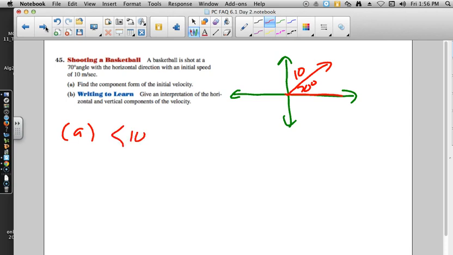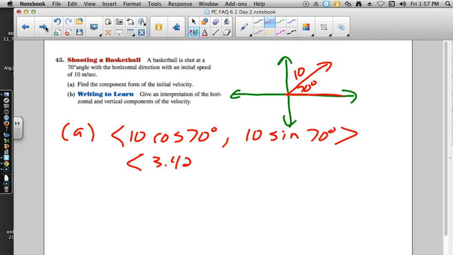So that's going to be the magnitude times the cosine of the angle. Again, no bearing this time, so we can just go ahead and use what we have. And 10 times the sine of 70 degrees. And that is 3.420, 9.397. So what did we really find here? Well, what we really found is in B. It says give an interpretation of that horizontal and vertical component of the velocity.